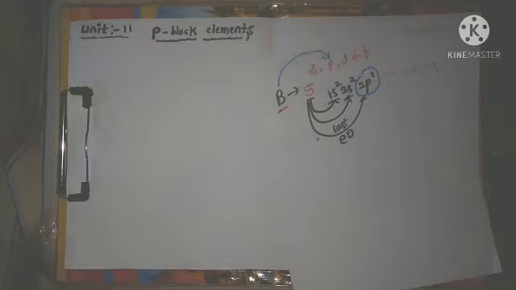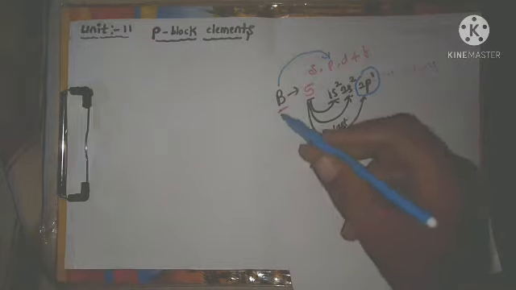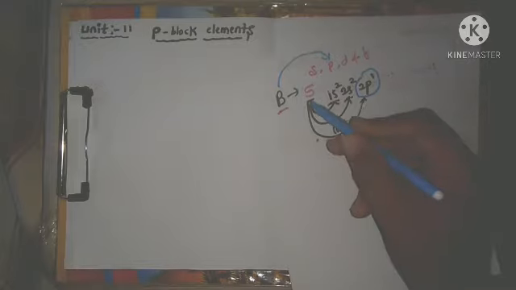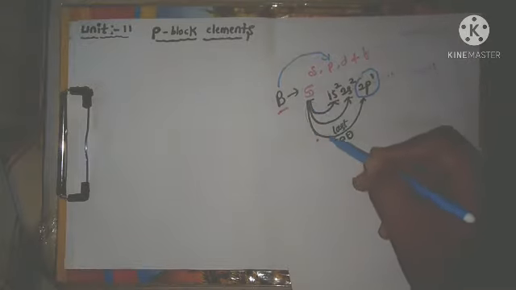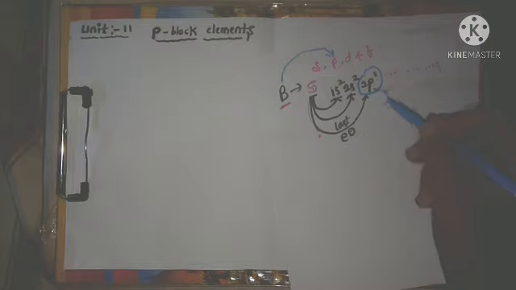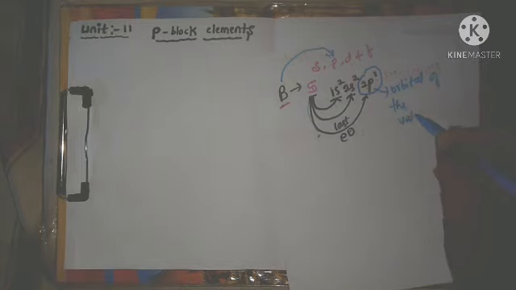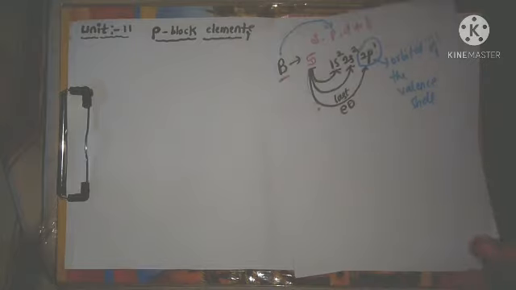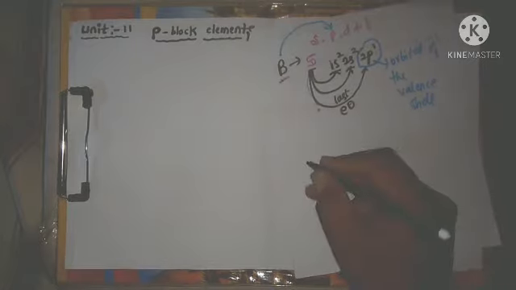Boron belongs to which block? P block. Why does boron belong to the P block, sir? Because if you check the electronic configuration, the last electron in boron is entering into the P orbital of the valence shell. Therefore, boron belongs to the P block. Similarly, let us take carbon.